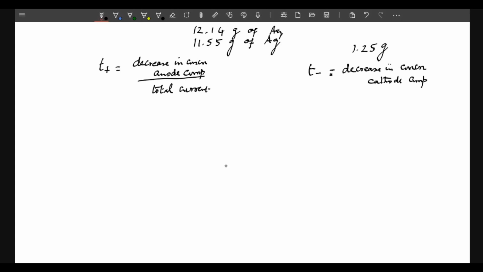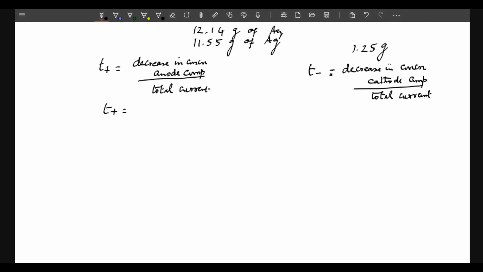Therefore, we'll look into the problem to see whether they have given a decrease in the concentration in the anode compartment or the cathode compartment. Then only, making use of this parameter, can we calculate whether it is possible to calculate T plus of the ion or T minus of the ion. Look at this, what is given? Anode solution. There is a decrease in the concentration of the anode solution. Therefore, these parameters are suitable to calculate.